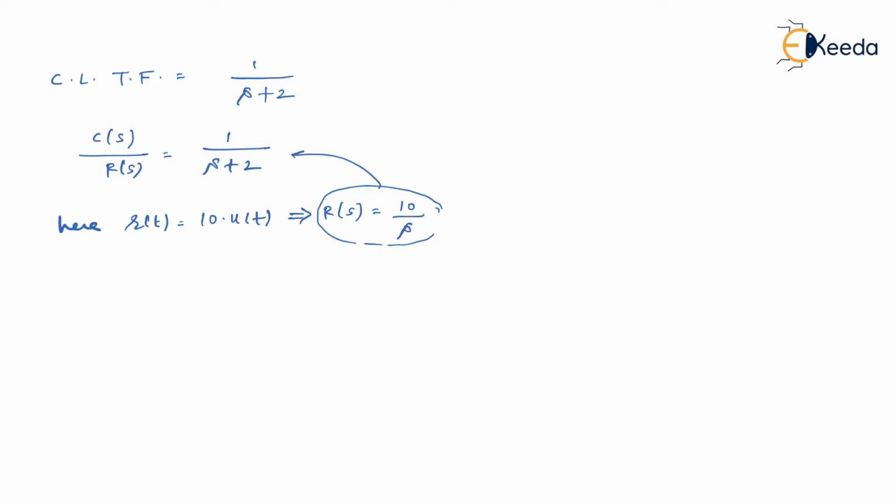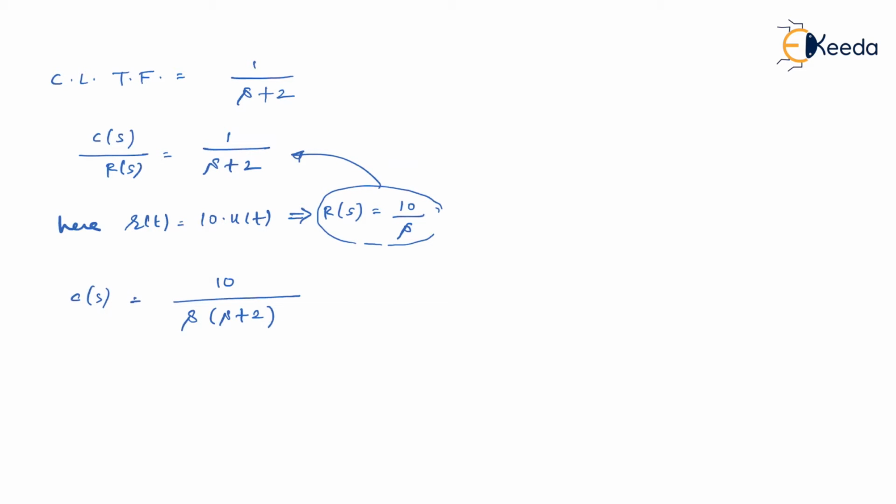Let me substitute over here. So I'll get C of s as 1 upon, or I would say in the numerator we have 10 divided by s into s plus 2. What I want is C of t, and what I have is C of s. The only way is to take inverse Laplace.